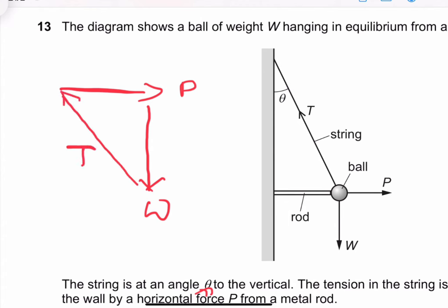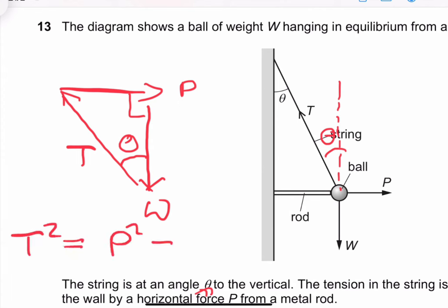Now, this angle theta is also the same angle theta that this force will be experiencing, because they are Z angles. They are opposite angles, alternate angles between parallel lines, meaning this is also the same angle theta. Now, this is a right angle triangle because this is 90 degrees. Therefore, the hypotenuse T squared will be equal to P squared plus W squared.